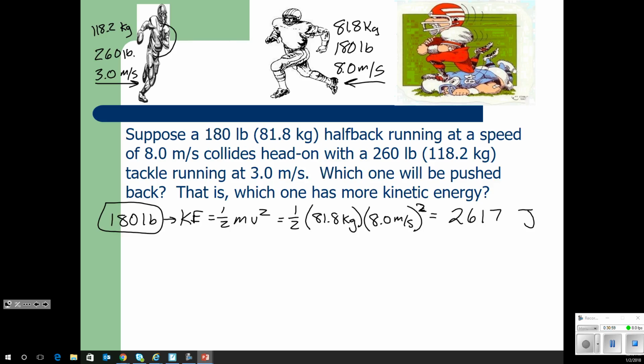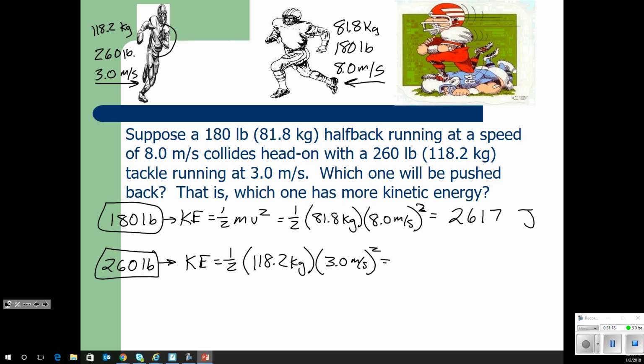Then we're going to take the other guy, the 260-pound dude, and we're going to do the same thing with him. So the kinetic energy is going to equal 1/2 times 118.2 kilograms, and we're going to take 3.0 meters per second squared. So 3 squared is 9. 9 times 118.2, and then divide it by 2. 531 joules. Ooh, look at that.